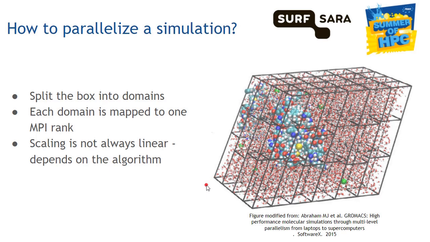Naturally, we would want the parallelization to scale linearly. However, that is in practice possible only for a small number of cores and also depends heavily on the algorithm that we use and the size of our system.